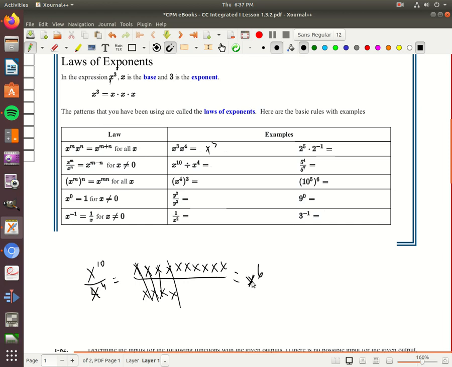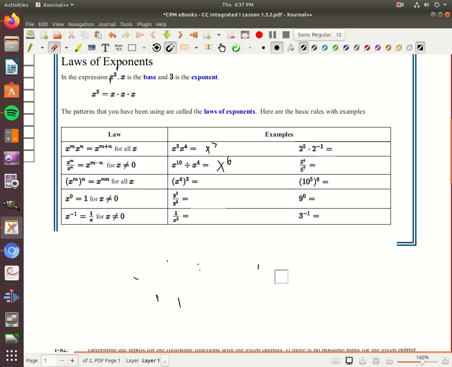But again, you'll notice they point out the shortcut that I can just subtract those exponents. I can subtract 4 from 10 here, and 10 minus 4 is 6. So that is another way. I think either way, if you want to write it out, that's fine. If you want to use the shortcut, that's fine. Just as long as you understand what we're doing and why.